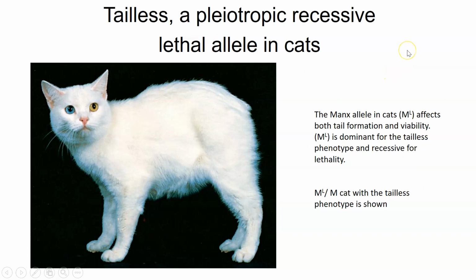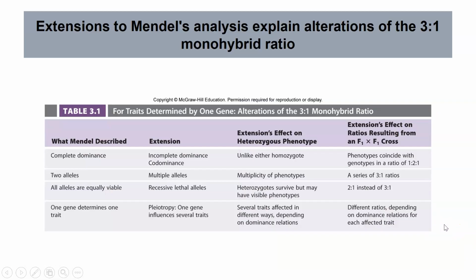There's another example of this. It's pretty much the same in cats, and it's called the Manx allele. The Manx allele is dominant for producing the tailless phenotype, and on this slide there's an example of a Manx cat. This cat is heterozygous and has no tail. However, in homozygous form, it's lethal. So it's a recessive lethal. The eye phenotype here is unconnected to the tailless phenotype.